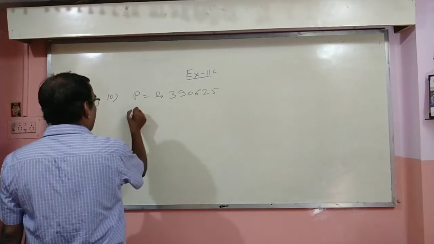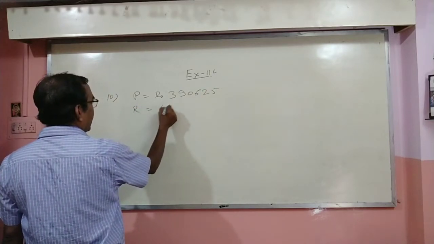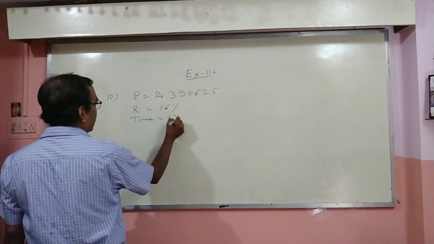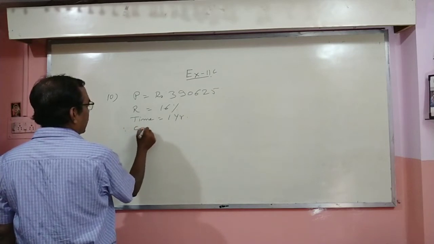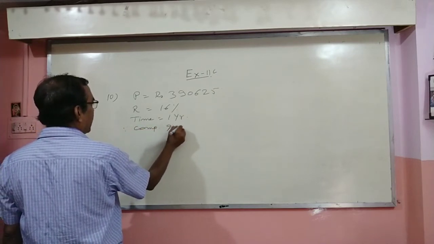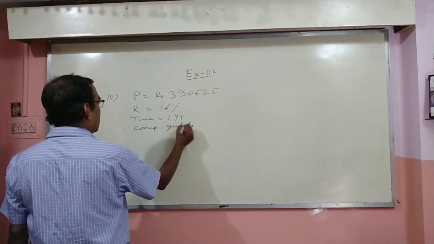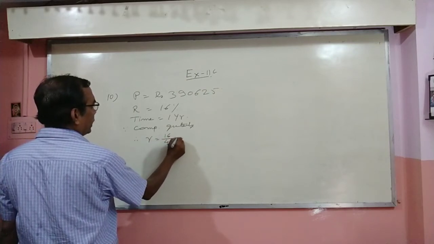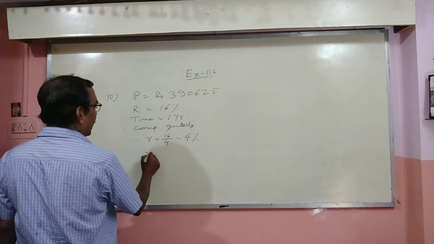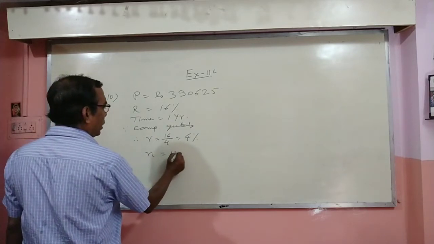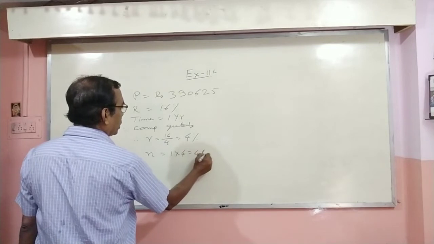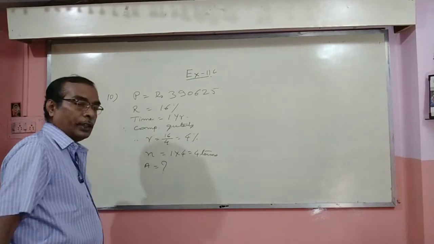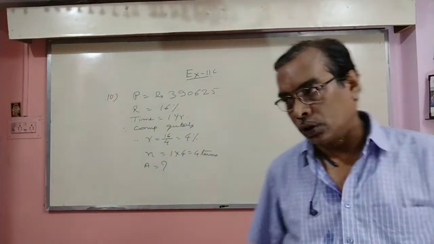3,90,625. Rate is given as 16%, and time is given as 1 year. Since it is compounded quarterly, this statement is very much required. So therefore, rate will be 16 by 4, that is only 4%. And time will be 4 times, that is 1 into 4 is equal to 4 terms. And you will have to find only the amount, not CI. So that's why I have written here amount as a question mark.